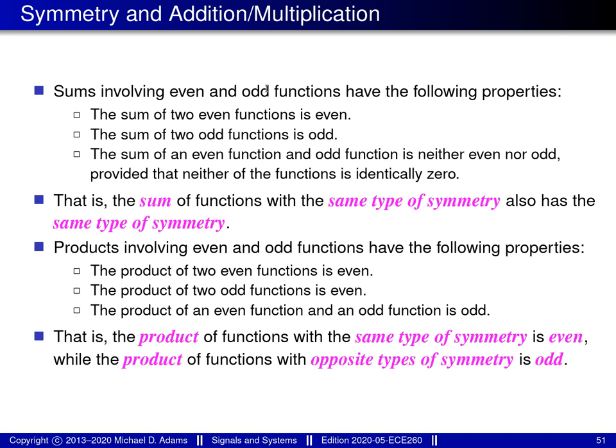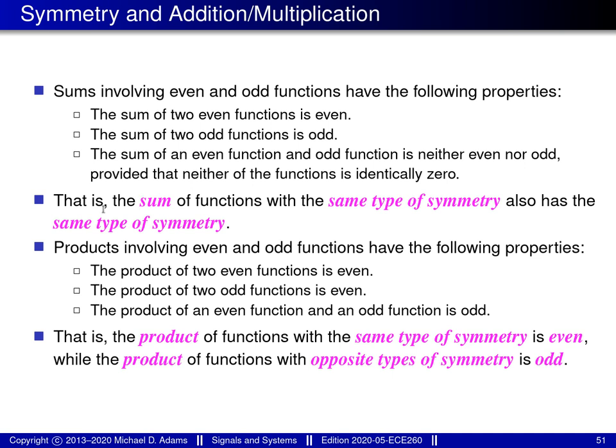So if we start with addition, or summing functions, if we sum two functions that have even symmetry, the result is even. If we compute the sum of two odd functions, the result is odd. And if we sum an even function and an odd function, the result is neither even nor odd, assuming that neither of the functions being added is identically 0. And I guess you could argue that if one of the functions you're adding is 0, you're not really adding anything because adding 0 doesn't change the result.